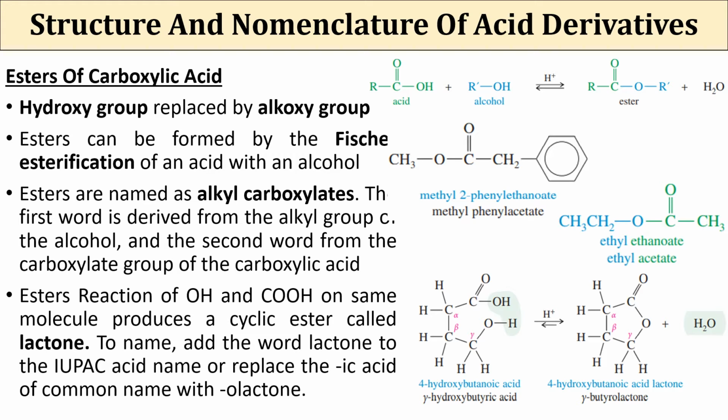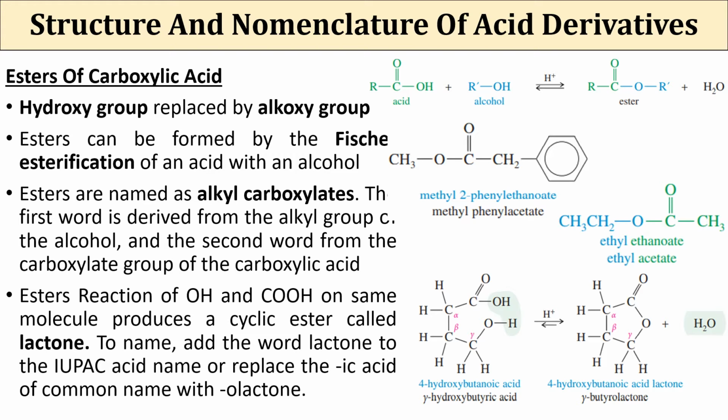Structure and nomenclature of acid derivatives. First we have esters of carboxylic acids. Esters are carboxylic acid derivatives in which the hydroxy group is replaced by an alkoxy group. An ester is a combination of a carboxylic acid and an alcohol with loss of a molecule of water. Esters can be formed by Fischer esterification of an acid with an alcohol.